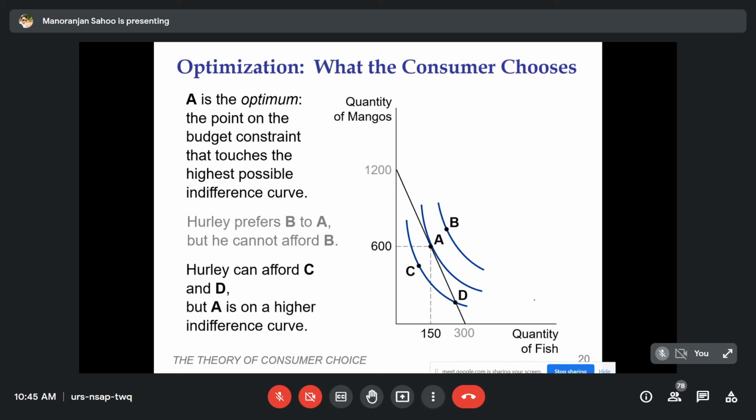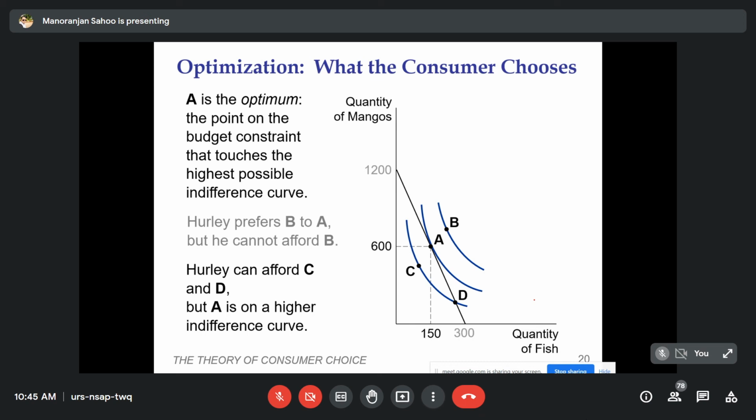Similarly, point C and D. Combination C, if the consumer purchases it, it is affordable because this is within the budget. But whether it will give him the maximum satisfaction, point C? No, because this is upon a lower indifference curve. Similarly, point D, although this is upon the budget line, this is also affordable, but this is also upon a lower indifference curve.